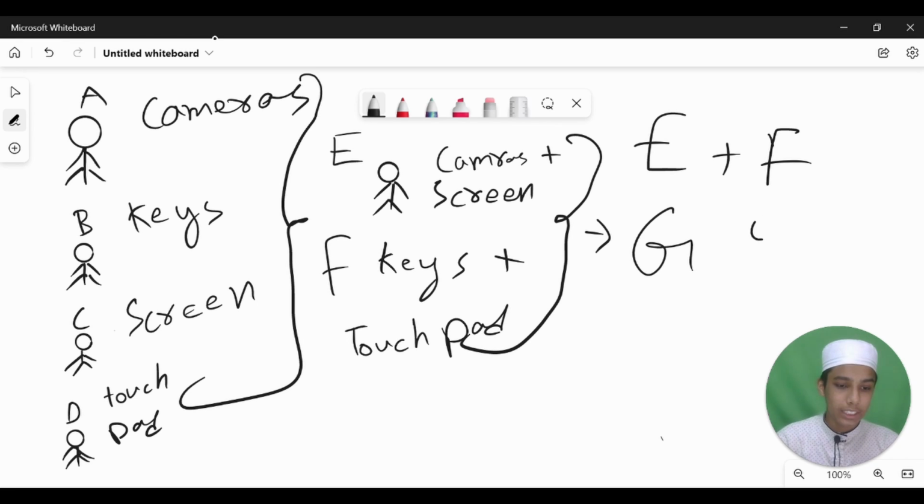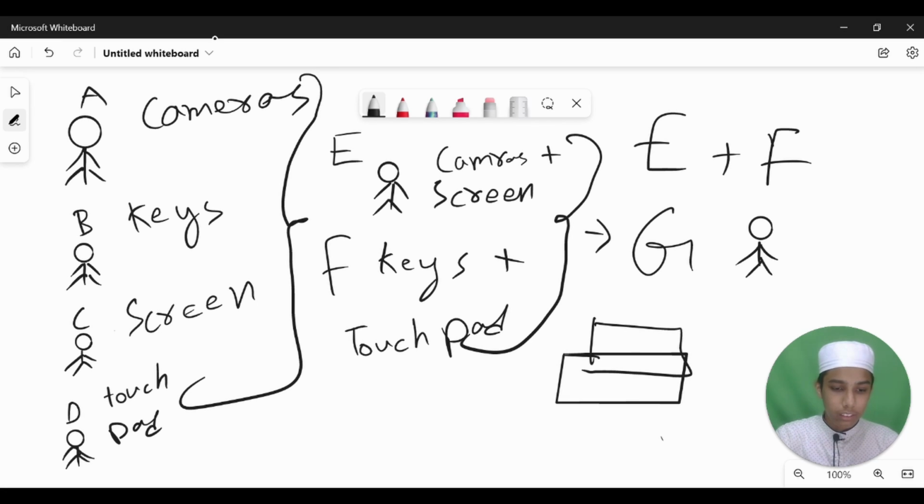Okay, G is a person. Let's say this person is going to build these things, like cameras, screen, keys, and the touchpad. The laptop is then going to be assembled something like this. Okay, so anyway guys, these are the keys and this is the small camera. This is a touchpad, let's say. So guys, I have just drawn here a simple graph. Not a graph, just a small piece of art.